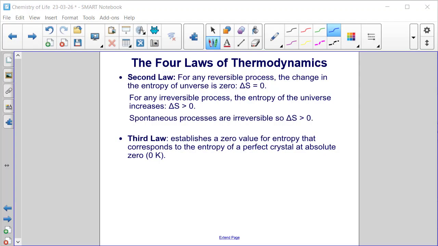Second law: for any reversible process, the change in the entropy of the universe is 0. Delta S equals 0. For any irreversible process, the entropy of the universe increases, or the change in entropy is greater than 0. Spontaneous processes are irreversible, so the change in entropy is greater than 0. The third law establishes a 0 value for entropy that corresponds to the entropy of a perfect crystal at absolute 0, 0 Kelvin.